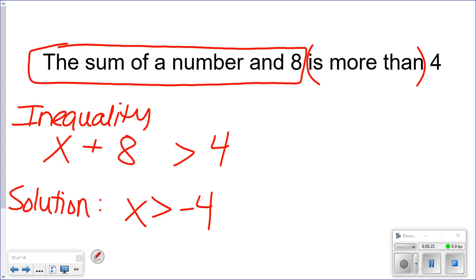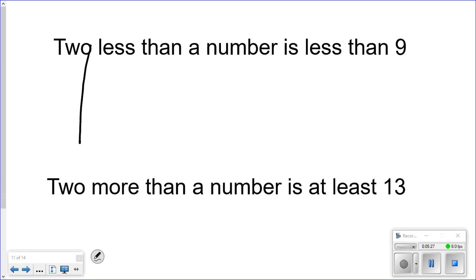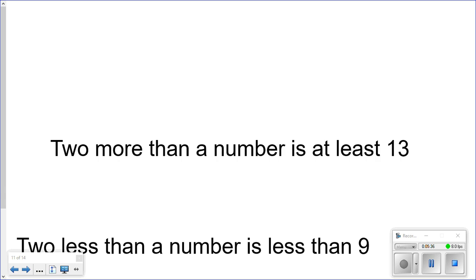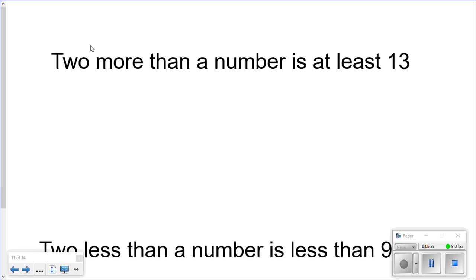You ready to try one by yourself? I want you to do this one by yourself first. You try that one. Figure out the keyword for the right sign. Write the inequality, and then write the solution.